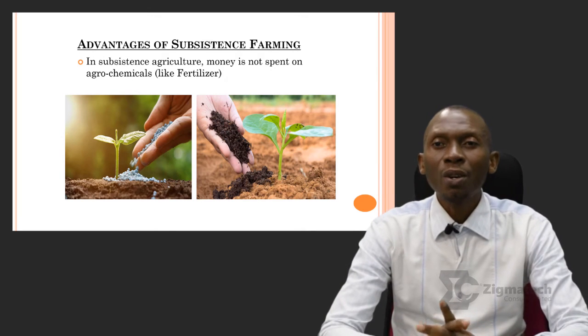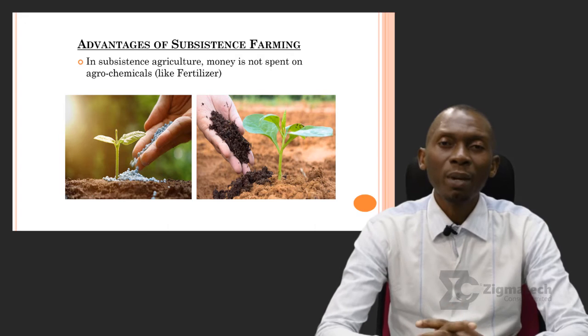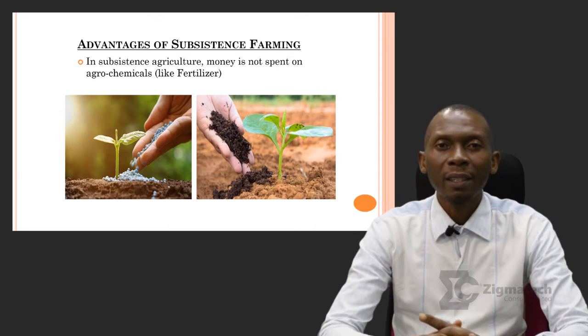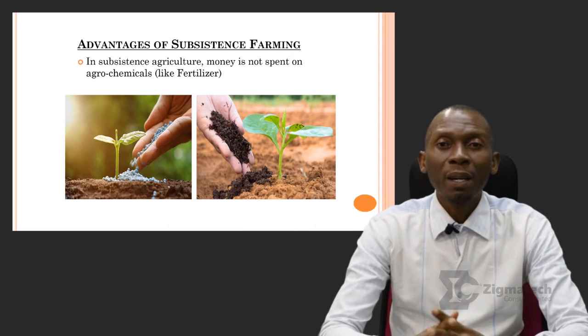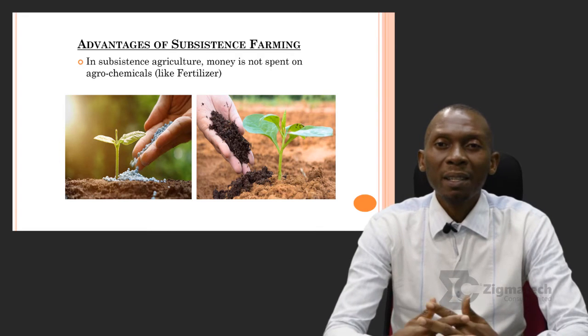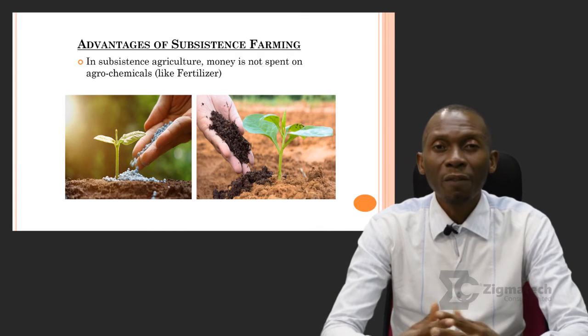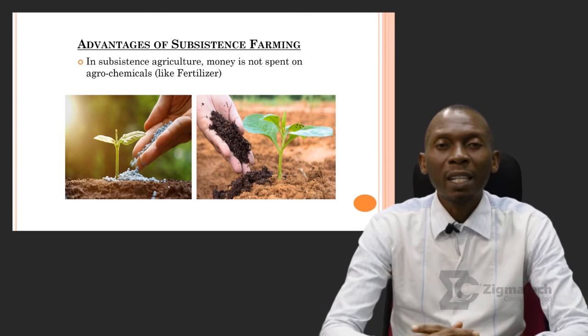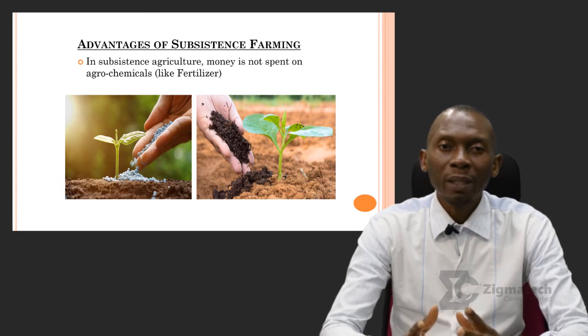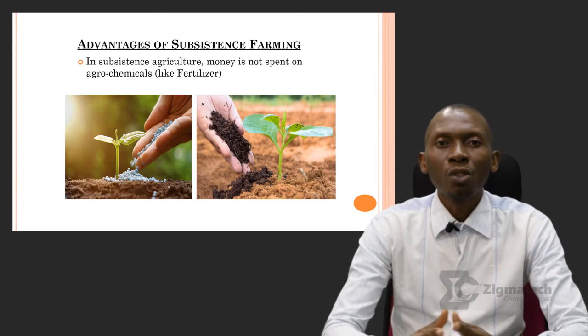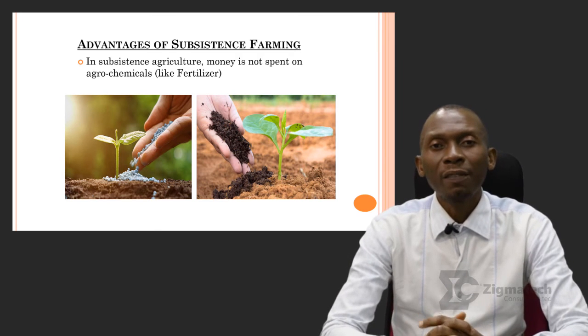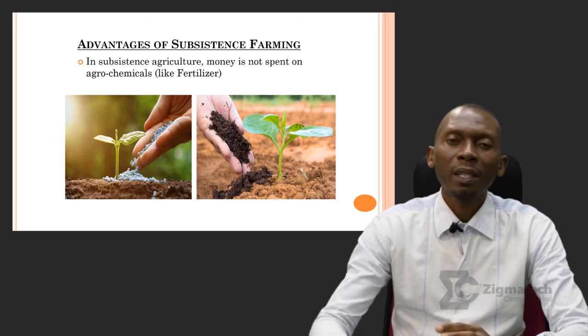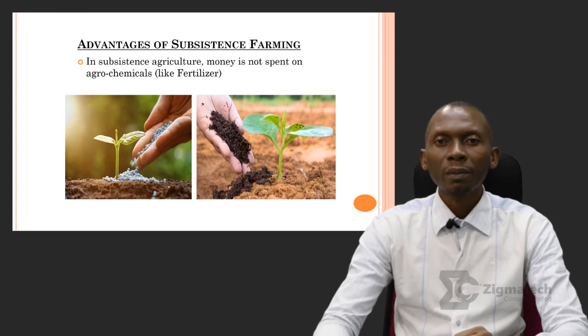Now, in subsistence agriculture, money is not spent on agrochemicals like fertilizers. The subsistence farmer just grows his crops basically, not using chemicals or chemical fertilizers. If he has some animals, he could make use of the droppings from the animal farm to fertilize his crops. So that's another advantage of subsistence agriculture.